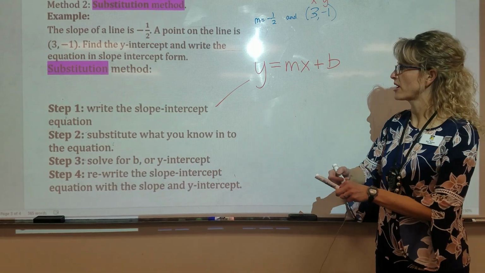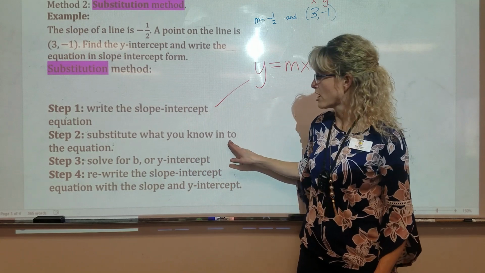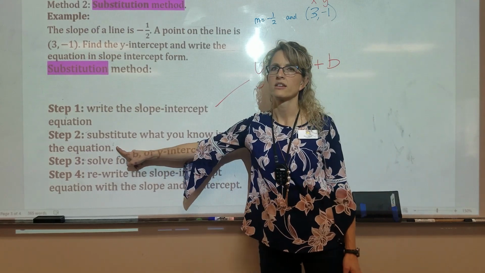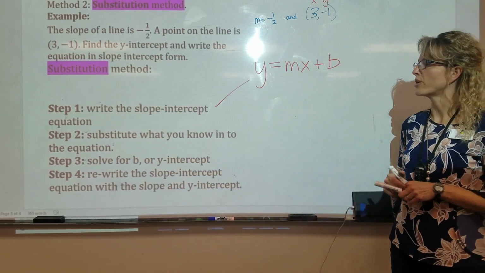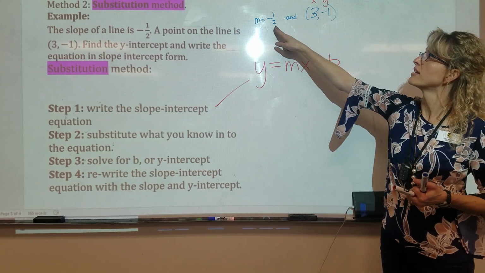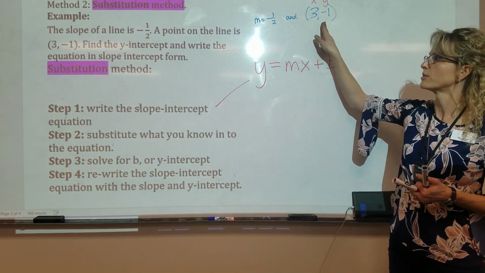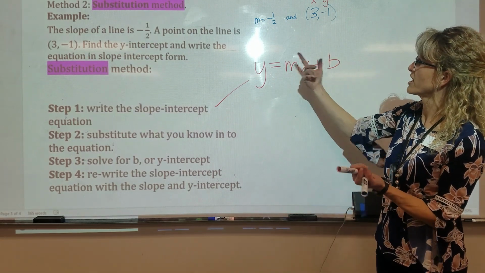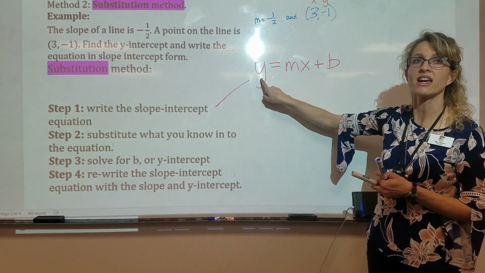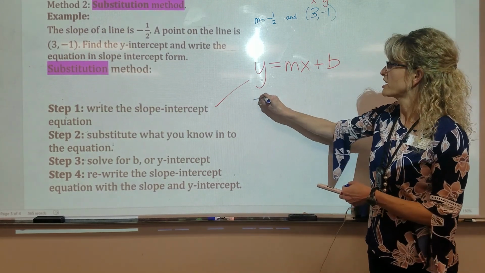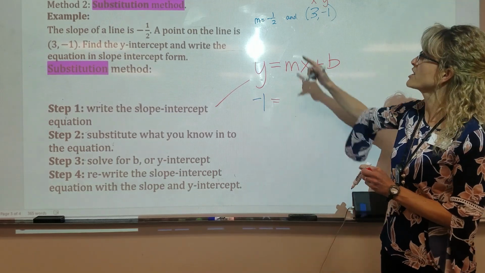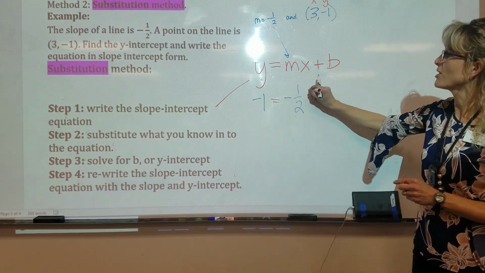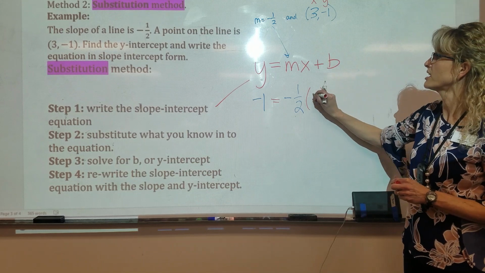Okay, step 2. See, that wasn't too bad. Step 2 says substitute what you know into the equation. What is step 2? Substitute what you know into the equation. Well, what do I know? I know this, and I know an x, y value. So let's do that. If this is an ordered pair, x and y, that ought to be a solution in my equation. So can I use -1 for y? Absolutely. So I'm going to put a -1 in for y. Don't I know the slope? I do. It's -1/2. And don't I know the x value, or 3?